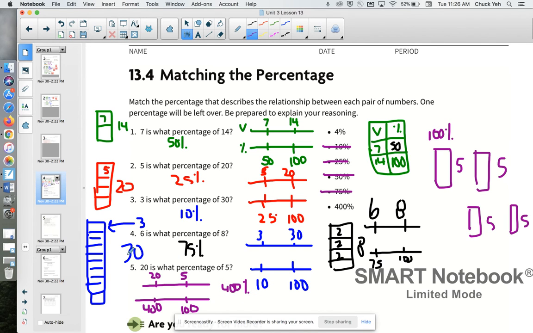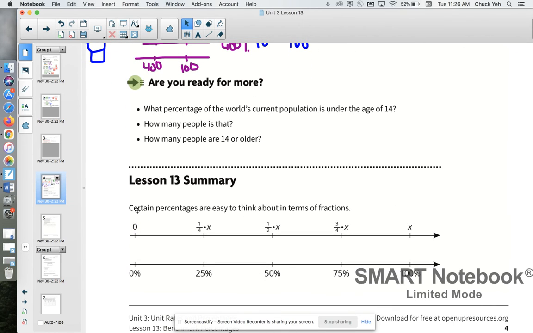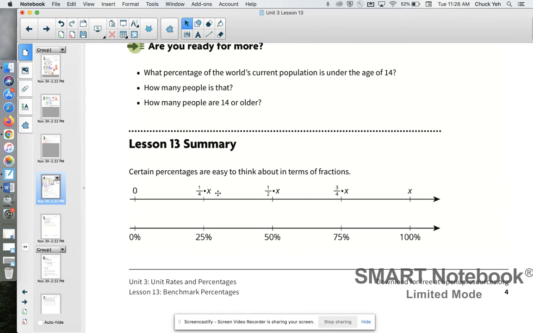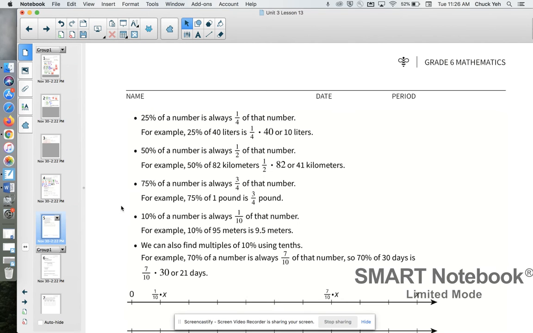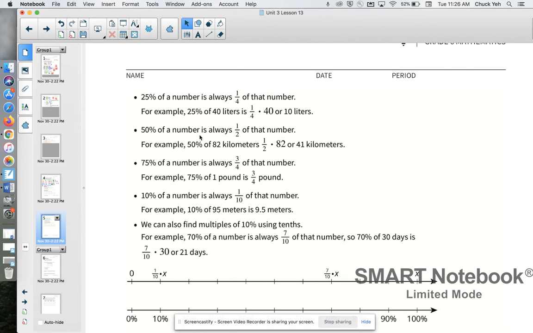All right. Just remember that certain percentages are easy to think of. Like 1/4 is 25%, 1/2 is 50, 3/4 is 75. I mean, we should know that. Okay. 25% of a number is always 1/4 of that number. So 1/4 times 40. Okay. 50% of a number is always half. Half times 82. 75% of a number is always 3/4. 10% is always 1/10. If the multiple is a 10, so 70% is always 7/10. 80% is 8/10, and so on.